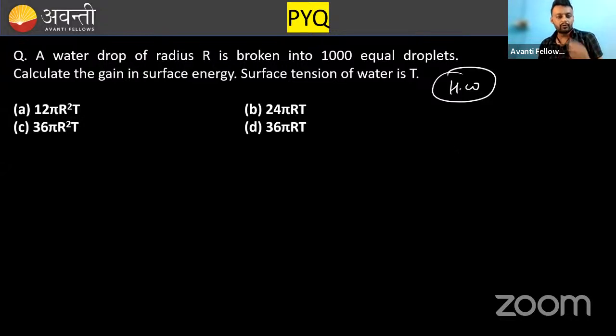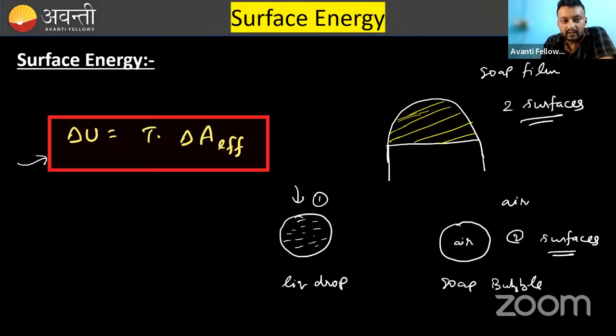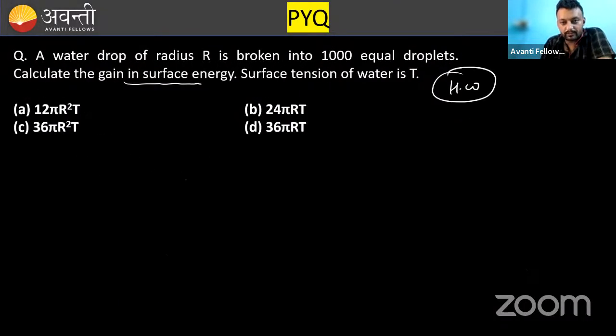For droplet, how to calculate? Okay, if you have time, I will solve this question for you. Calculate the gain in surface energy. First of all, you should remember the formula for surface energy. That is surface tension into change in area, or effective change in area. Clear? So now come back to the question.